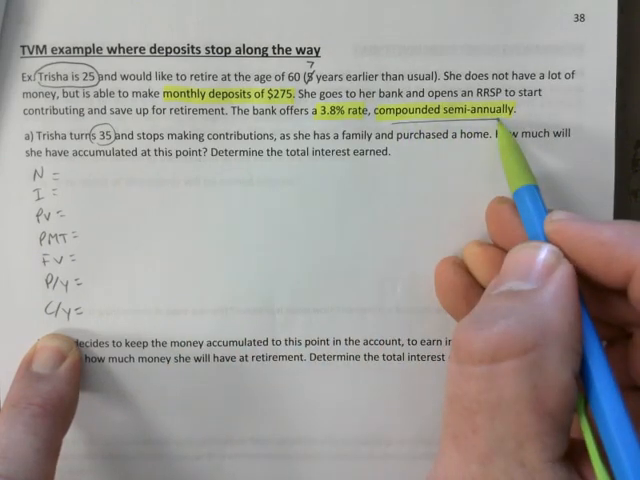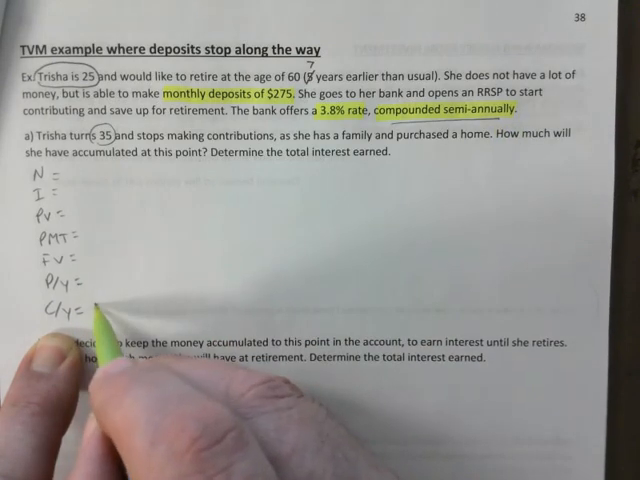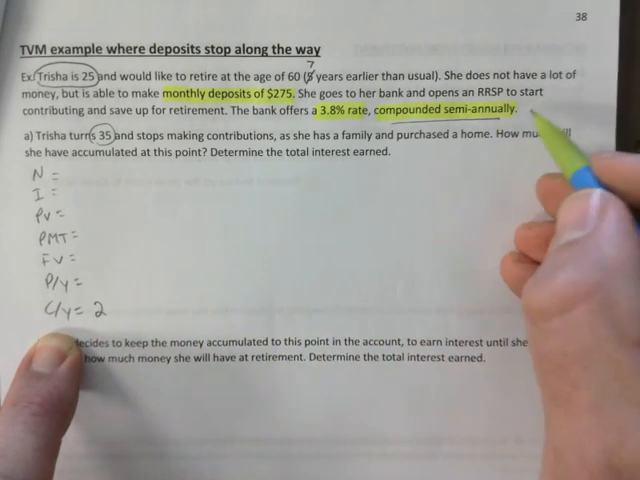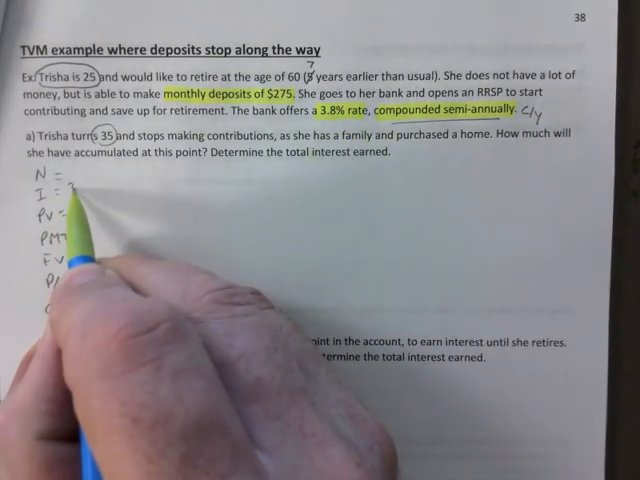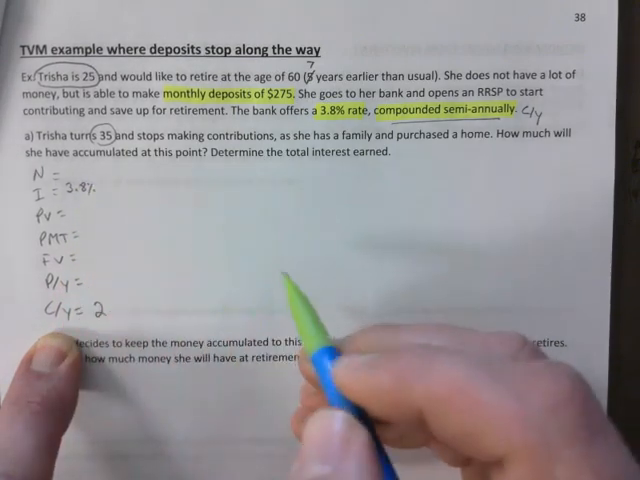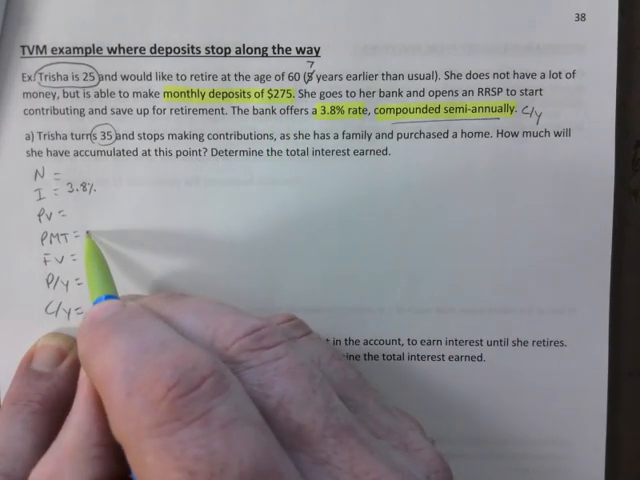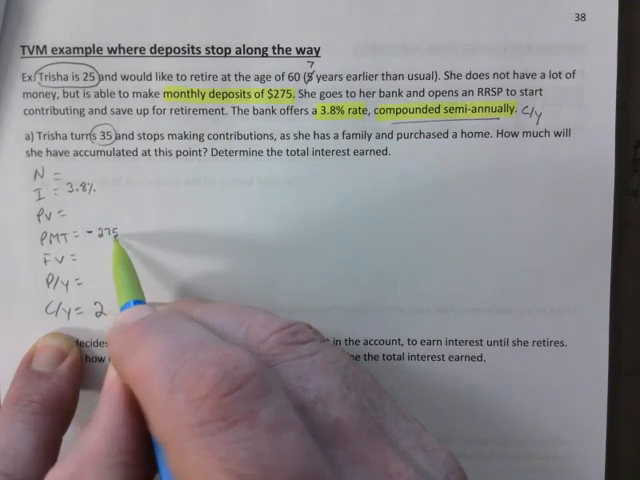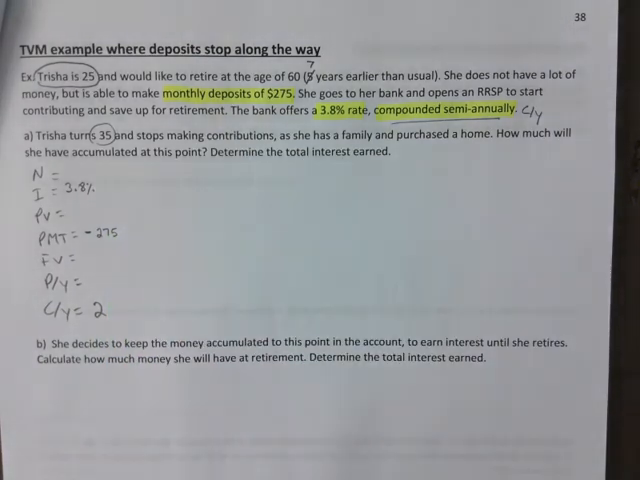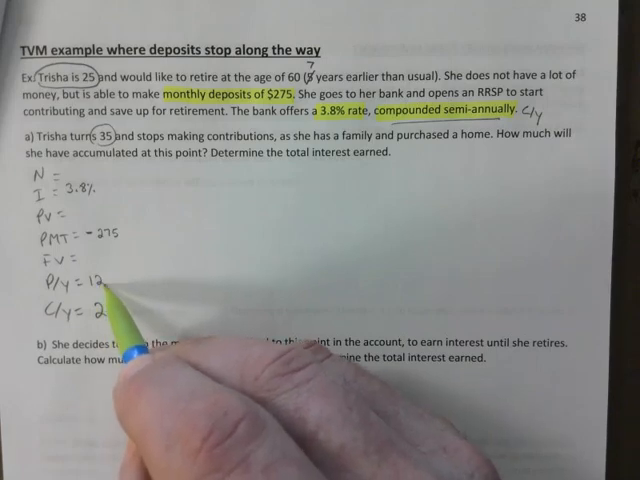Compounded semi-annually. I have to be careful. That is 2, right? This is CY right here. 3.8% interest rate, let's put that in. 275, that's my payment, and I'm investing. That's money leaving you, so that's negative 275, and the payment, PY is 12 because of monthly.